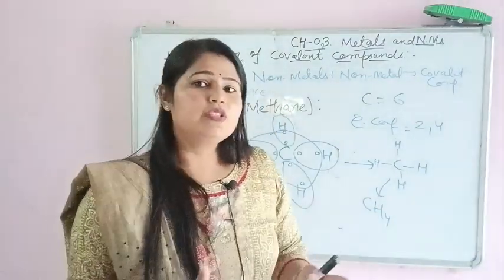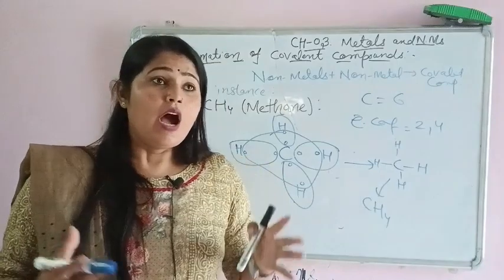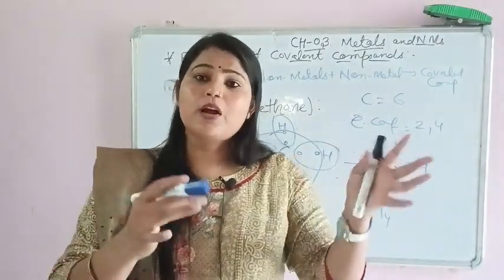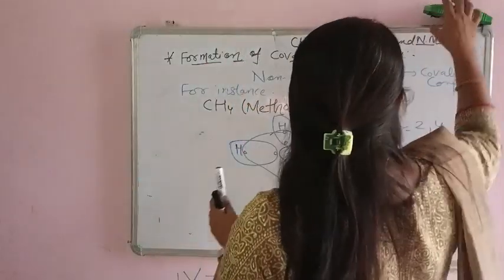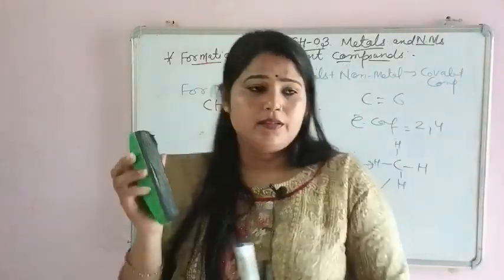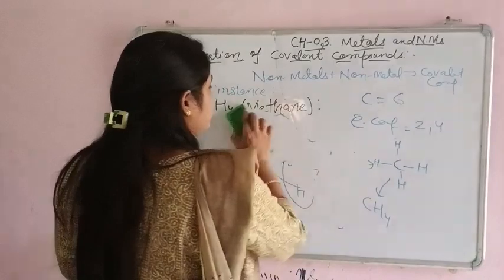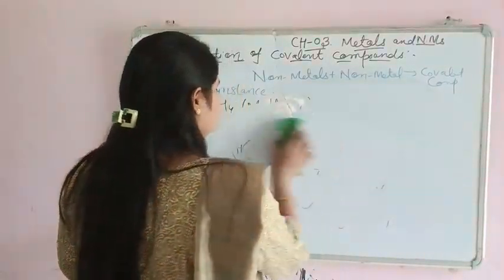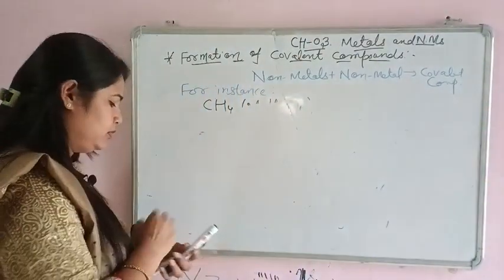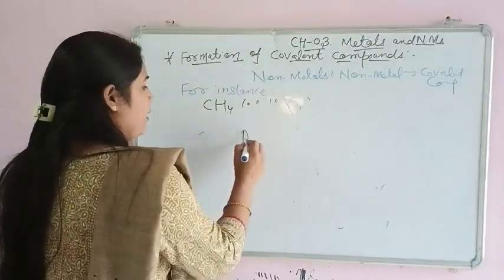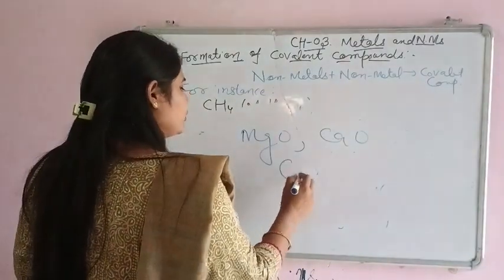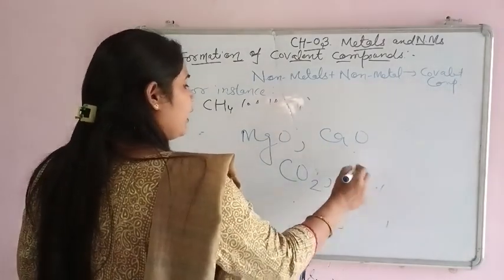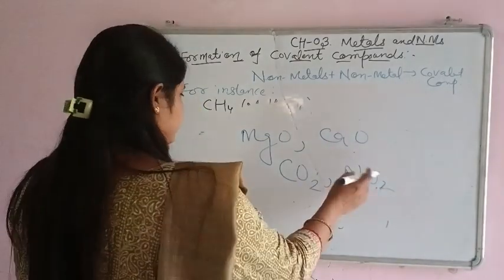And at the end of this lecture, now how can we identify whether a compound is covalent or ionic? We can easily identify that. Let's take examples: MgO, CaO, CO2, NO2.